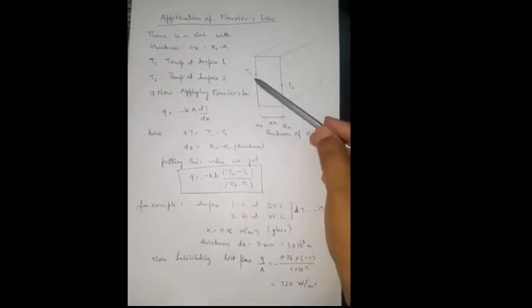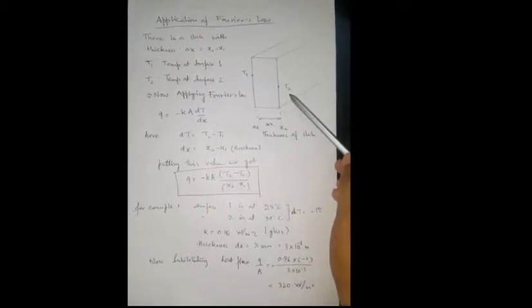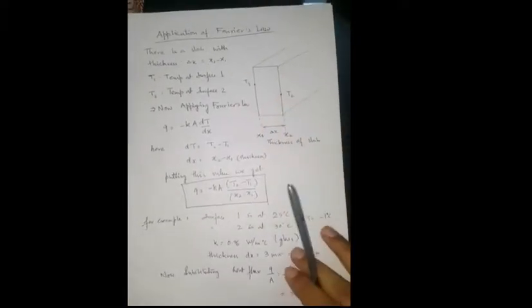Now the main concept of this video is to explain how to apply the Fourier law. Consider this slab, a simple wall, in which at surface 1 we have temperature T1, and at surface 2 we have temperature T2. It is written down there. The slab has thickness delta x, x2 minus x1, and T1 is the temperature at surface 1, and T2 is the temperature at surface 2.